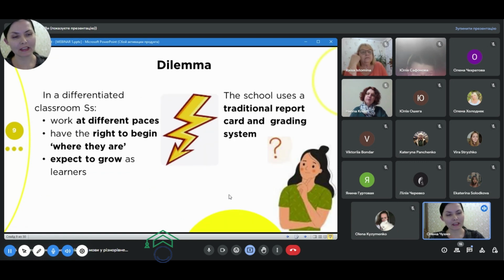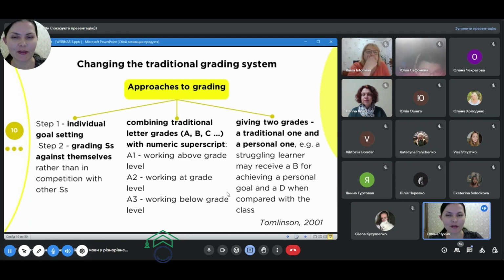Well, but we all understand that we work in traditional schools, traditional universities, which use traditional report cards and traditional graded system. So how can we differentiate assessment? How can we differentiate grading if we work in such conditions? Here you have some tips how to do that, but if you decide to follow them, you should negotiate your decision with the administration.